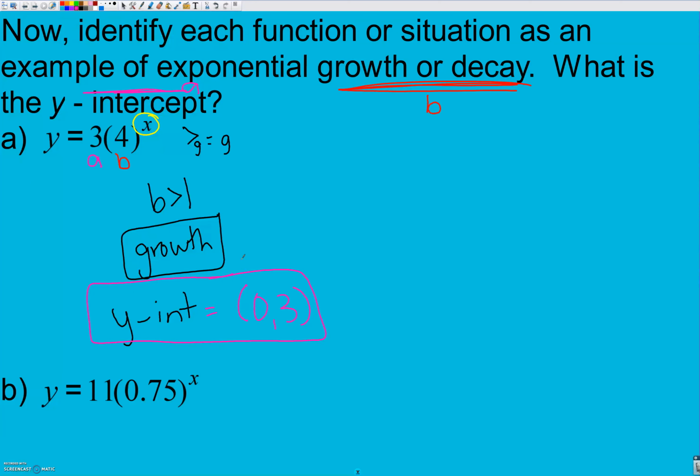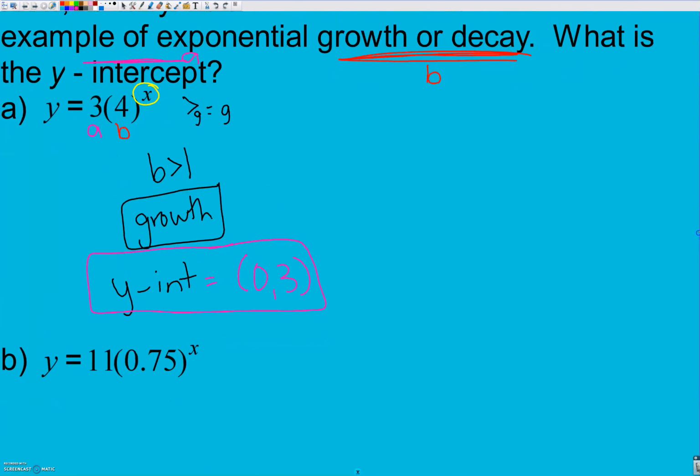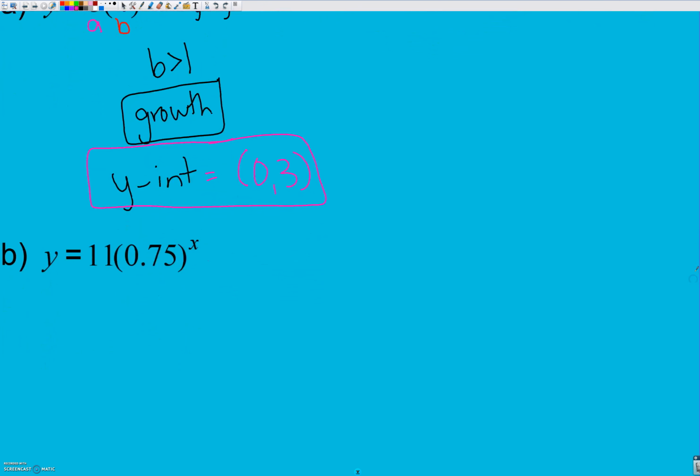I'll give you a second to pause for b if you didn't. Okay. Again, we're looking for growth or decay and the intercept. If we look here, our a value is 11. Our b value is 0.75. So b is less than 1, which means it's decay. A is our intercept. So our y-intercept equals 11, or the point 0, 11.